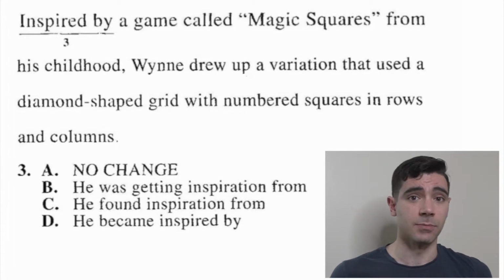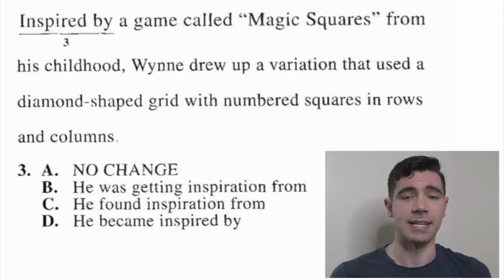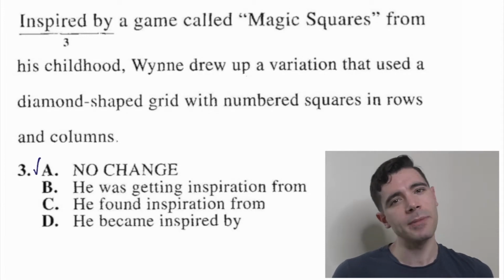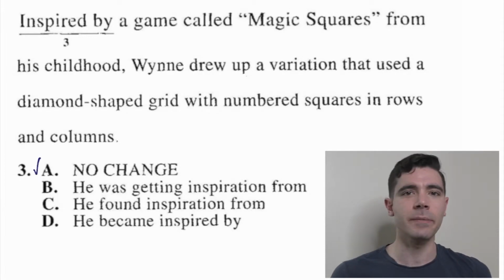Well, the overriding principle I'd like to stick to in ACT English is that I need to have a reason why the shortest answer is not correct. How did A seem? Inspired by a game called Magic Squares from his childhood, Wynne drew up, well, that seems fine, so I'm leaning towards A. But what would make all these other ones wrong? Let's look at B, for instance.